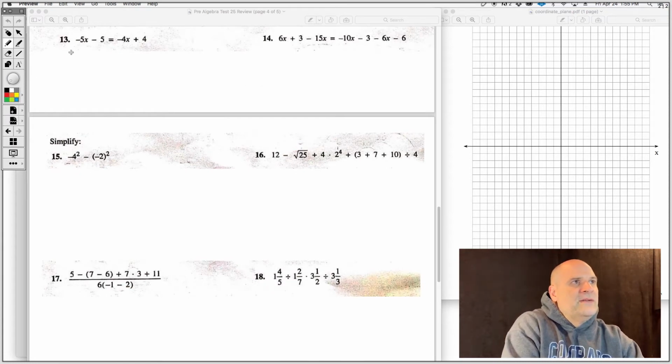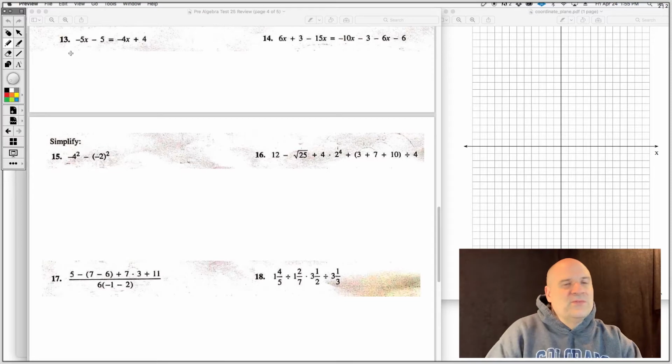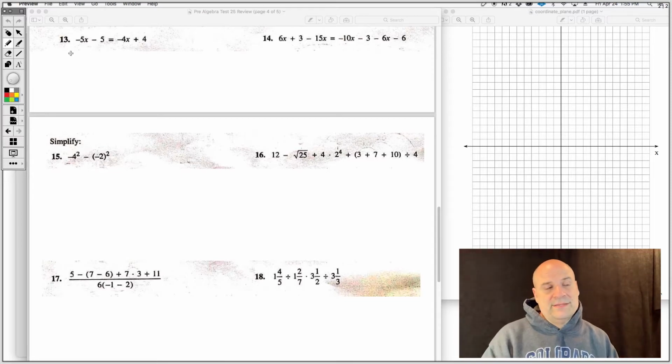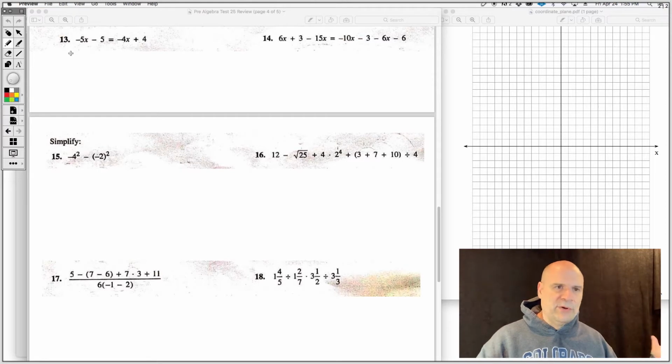Okay, so we got negative 5x minus 5 equals negative 4x plus 4. So we've got variables on both sides, and that's okay. So that kind of messes up our strategy of get the variable by itself. Well, if you got variables on both sides of the equation, which one are you going to get by itself? Well, you can't get both of them by itself. So what we're going to do is we're going to get rid of one of them. So we're going to get rid of the smallest one.